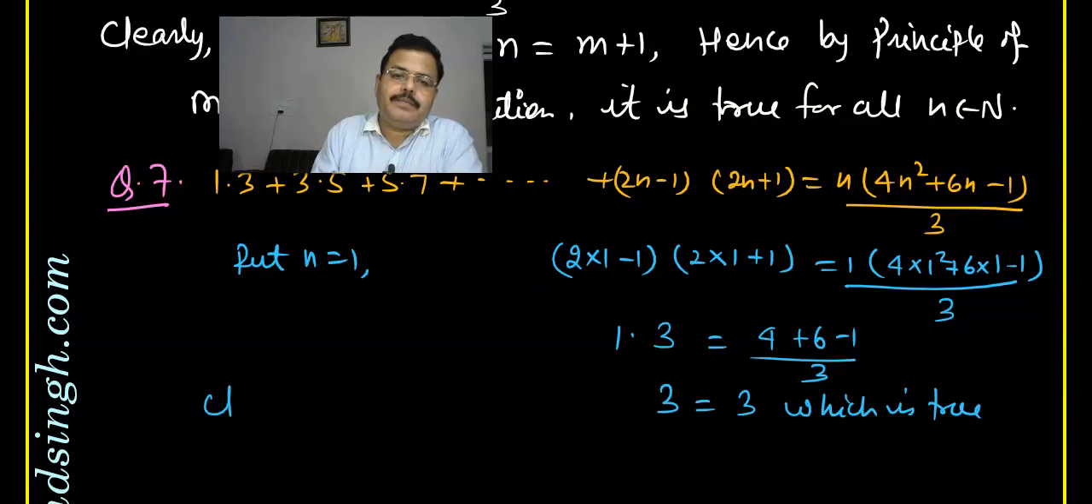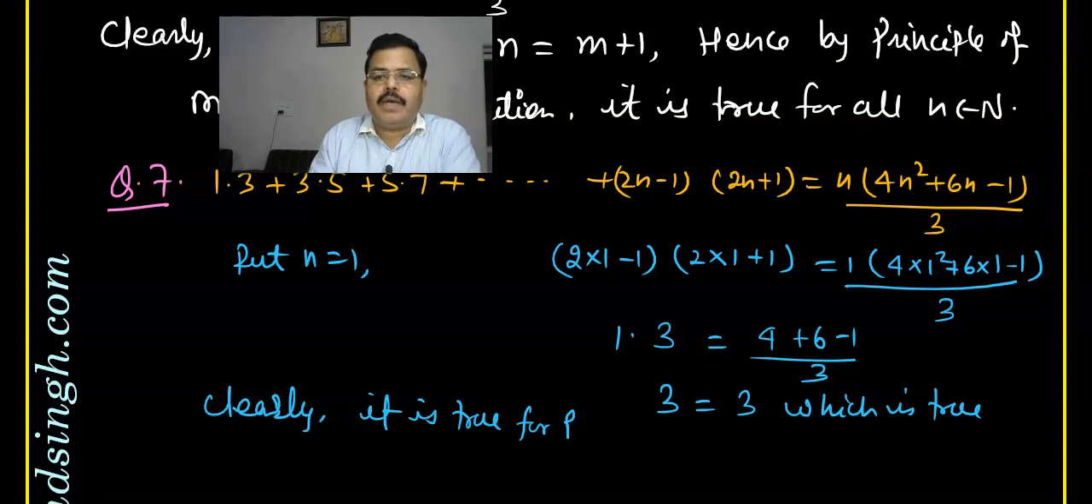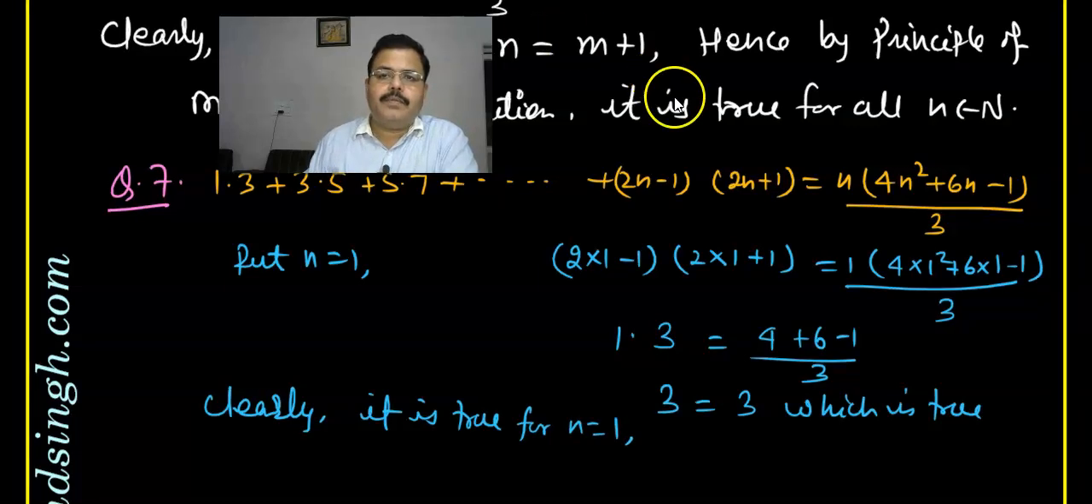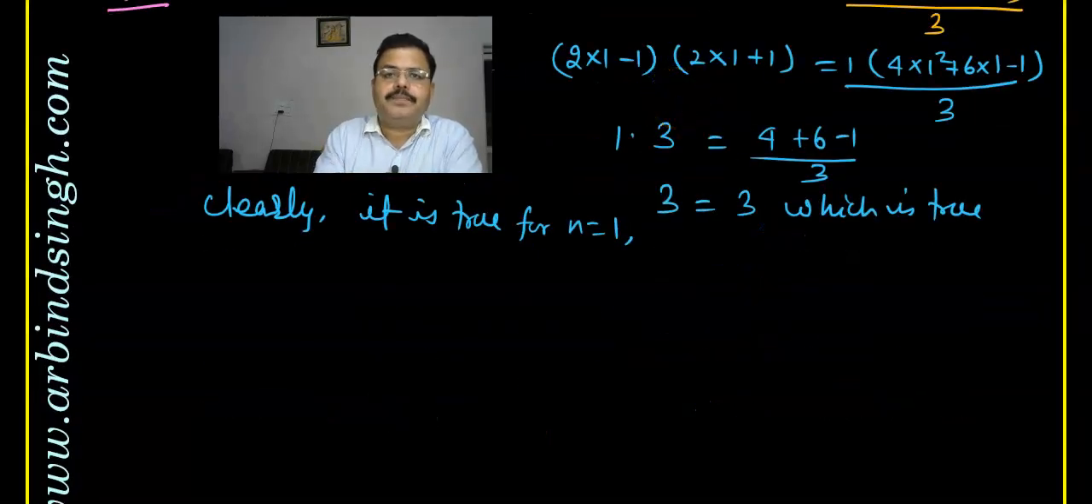So clearly it is true for n is equal to 1. True for n is equal to 1. Isn't it? Now, we can write again.